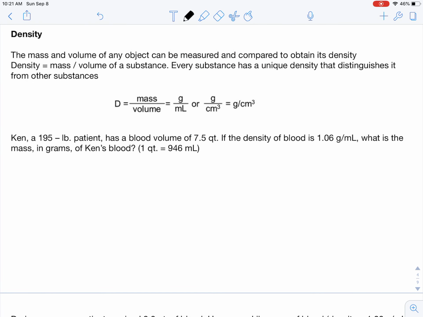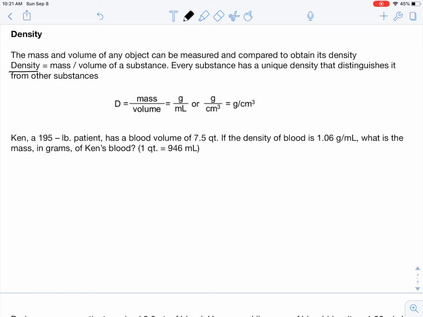Density. The mass and volume of any object can be measured and compared to obtain its density. Density is not something that can be just measured by itself. You have to measure the mass and then the volume to determine how dense a substance really is. And substances can be identified based off of their unique density compared to other substances.